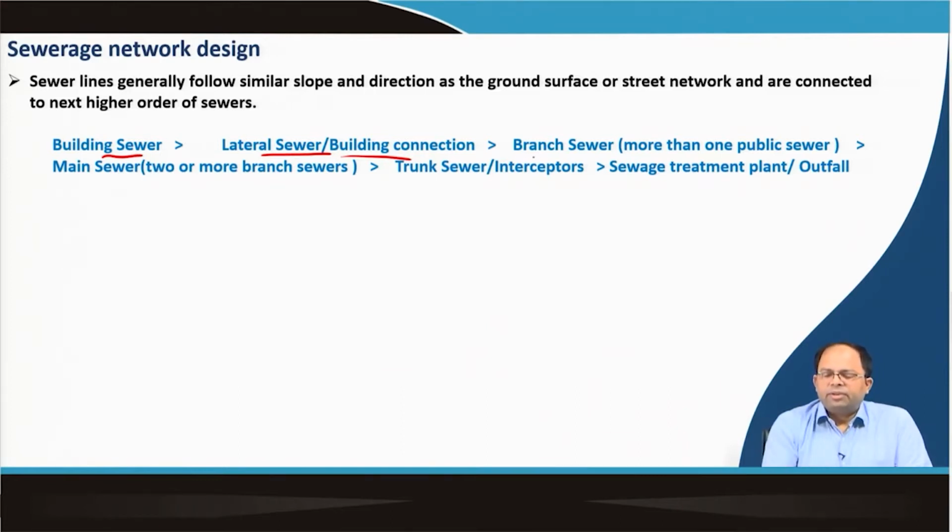Then this connects with the branch sewers. There could be more than one. These are the first public sewer lines that are there in the area, and when multiple of these branch sewers are connected, then it becomes a main sewer. These main sewers eventually lead to trunk sewers or interceptor sewers, and finally we have the sewage treatment plant where all these sewer lines go, and from the sewage treatment plant it may go to an outfall via another line, or directly from these lines could go to an outfall and we can dispose without treatment. So this is the sequence in which the sewers are laid.